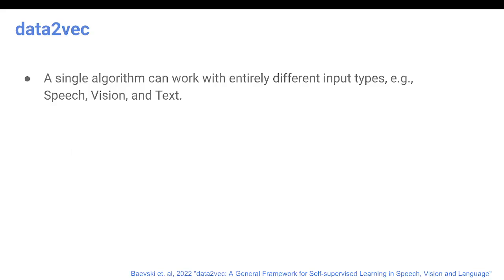The second predictive approach I'm going to talk about is Data2Vec. It is the first algorithm that was shown empirically to achieve state-of-the-art or near state-of-the-art for speech, vision, and text inputs.